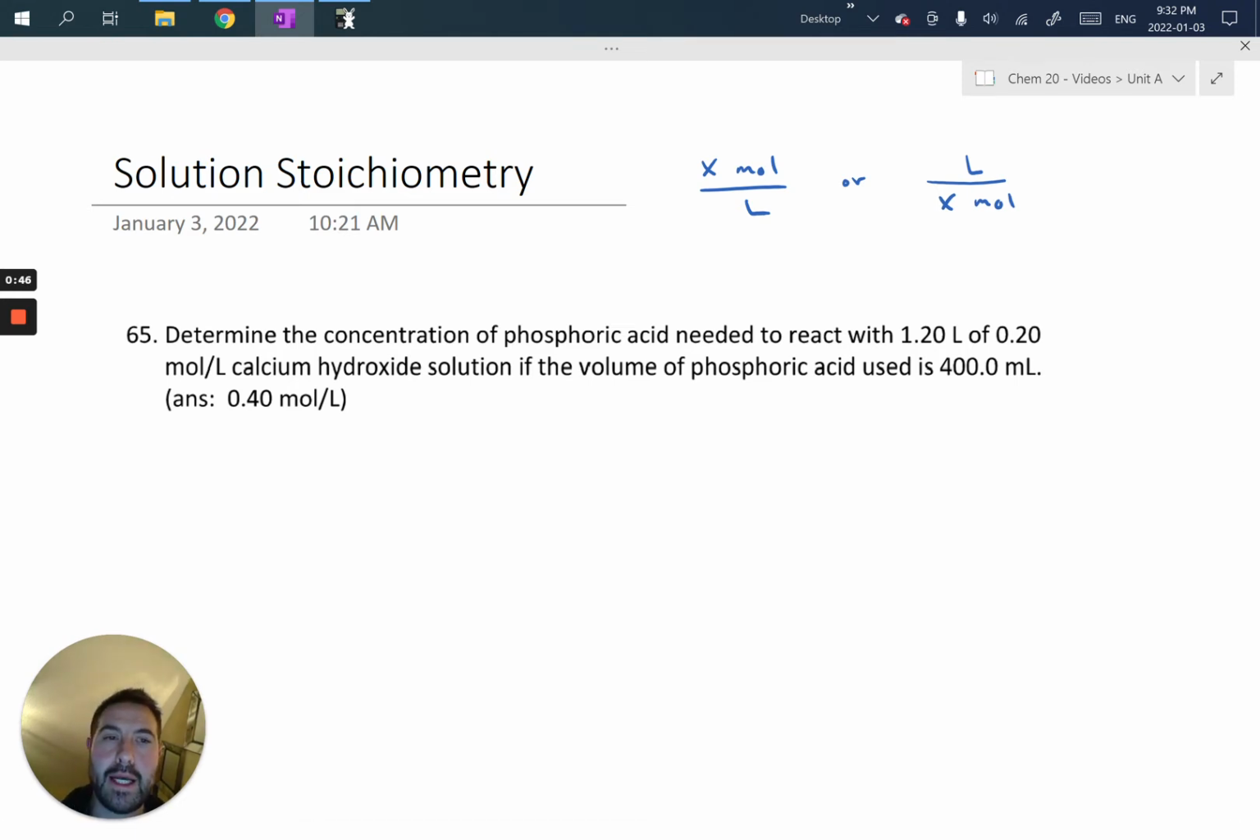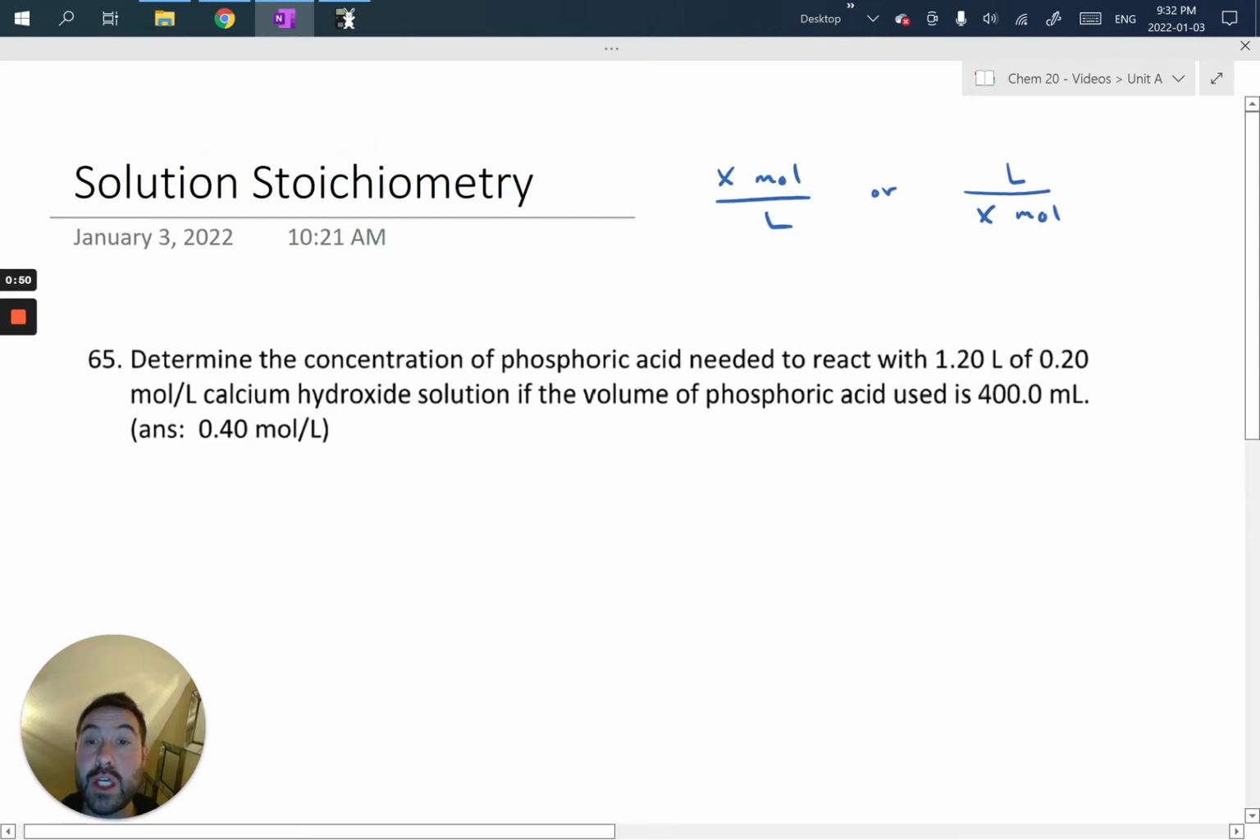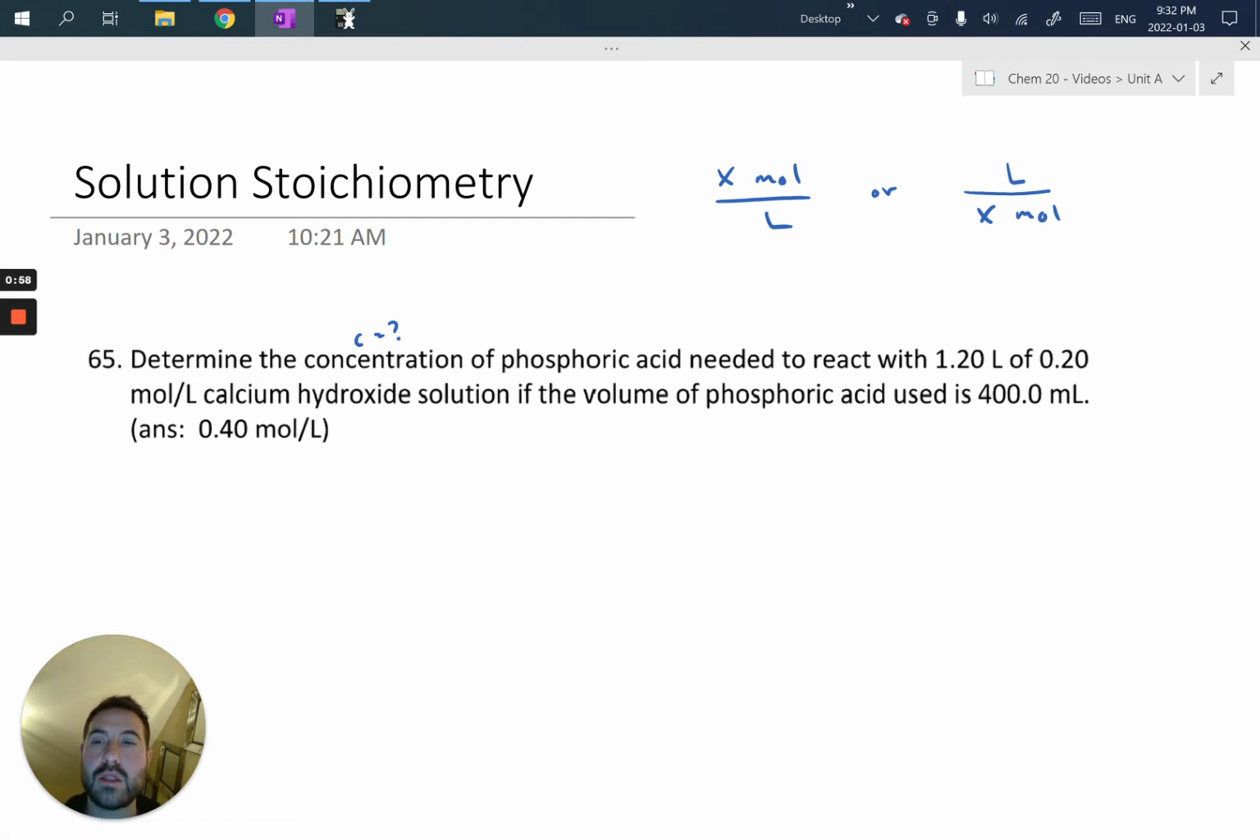Okay, so let's look at the question that we have in front of us here. It says, determine the concentration of phosphoric acid needed to react with 1.2 liters of a 0.2 mole per liter calcium hydroxide solution if the volume of phosphoric acid used is 400 milliliters. So there's a lot of stuff in there. Let's try to break this down a little bit here.